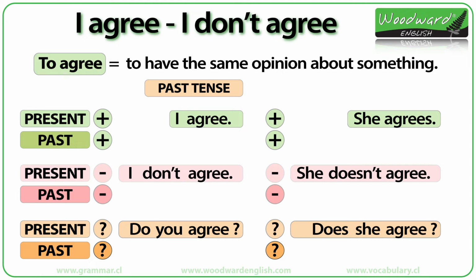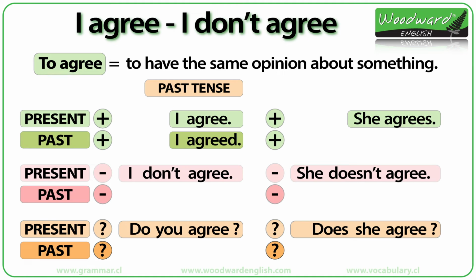The past tense of agree. So here we have the verb to agree in the present tense. What is the past tense form of this verb? For affirmative sentences, if the present tense is I agree, the past tense is I agreed.